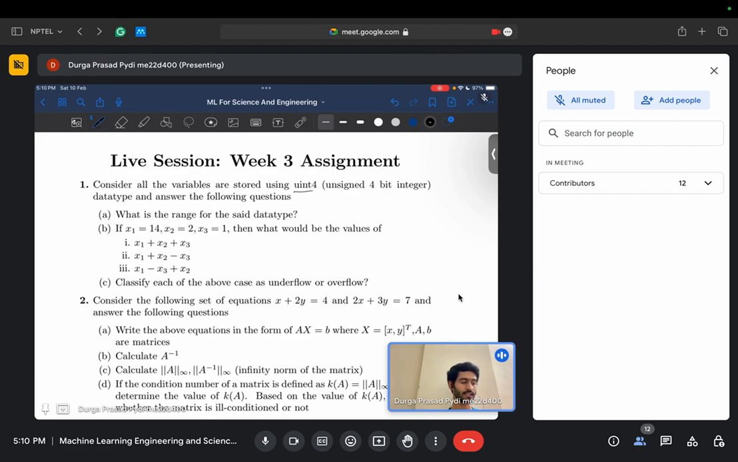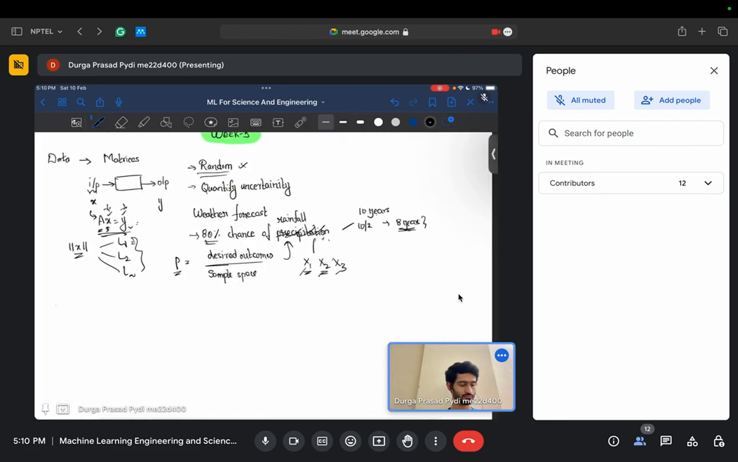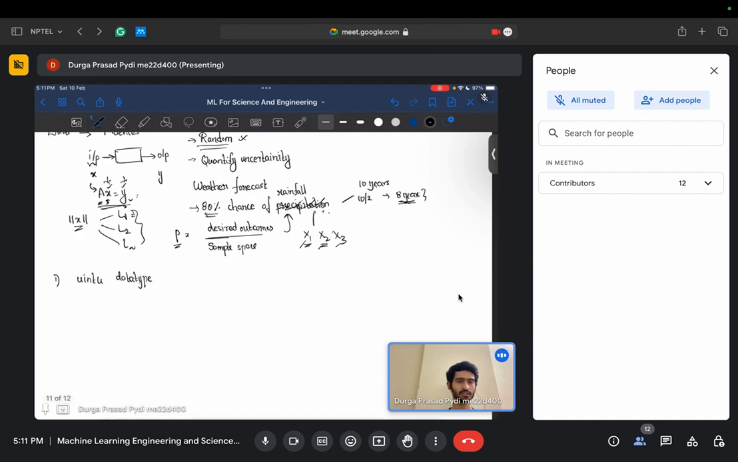What is the range for the said data type? For this particular data type, what is the range of integers that you can represent? You have a uint4 data type. It has 4 bits, so I can store up to 4 bits. What is the range of the numbers that I could store using this data type? What is the minimum and maximum?